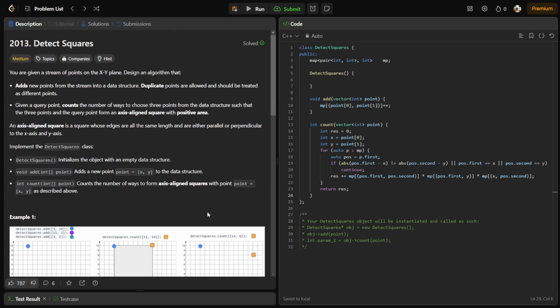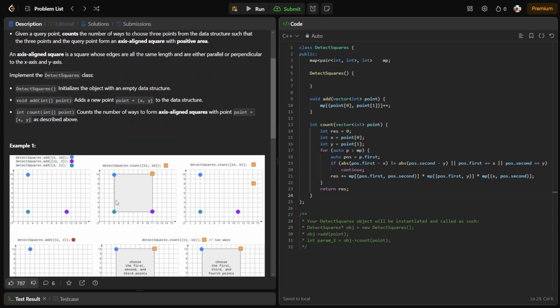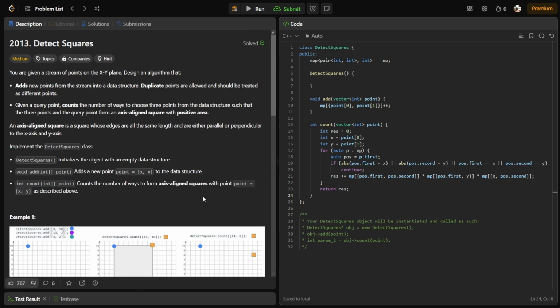So overall, this problem is a bit tricky if you don't know the trick to it, for instance, looking at the diagonal point as well as using a hash map. Other than that, it's pretty simple once you know how to get around that.